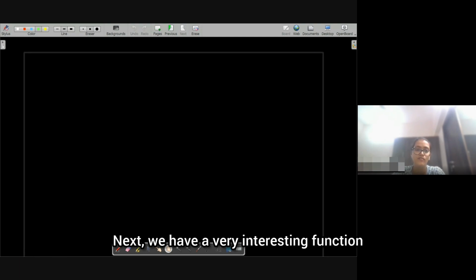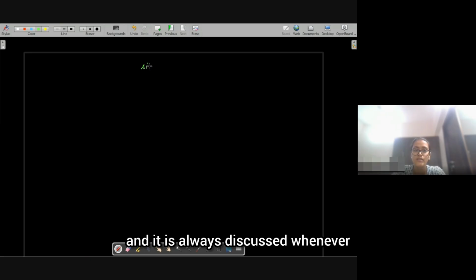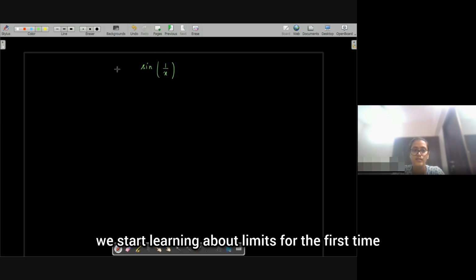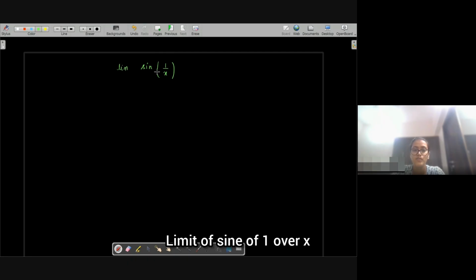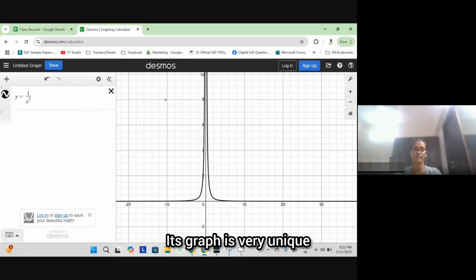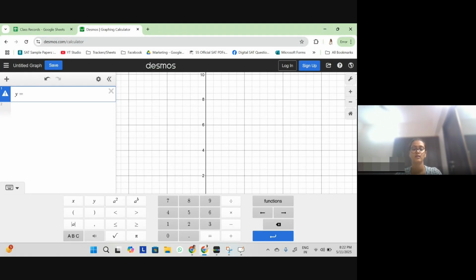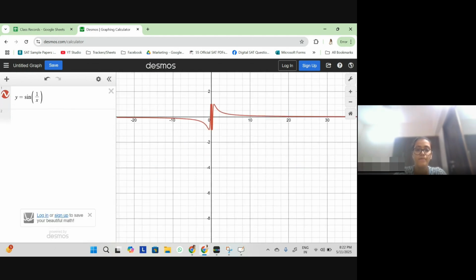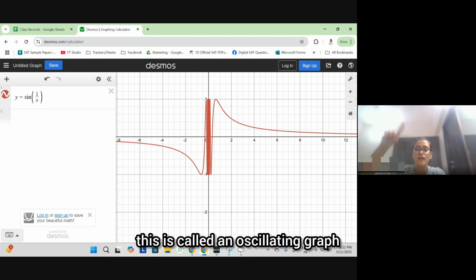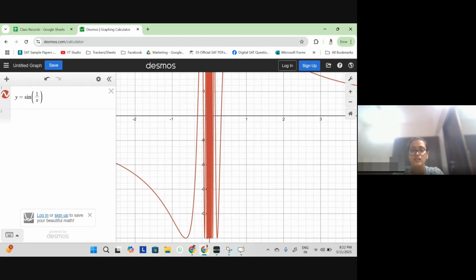Next, we have a very interesting function, and it is always discussed whenever we start learning about limits for the first time. Limit of sine of 1 over x when x approaches 0. First, we will look at its graph. Its graph is very unique. Sine of 1 over x. At x equals 0, this is called an oscillating graph.